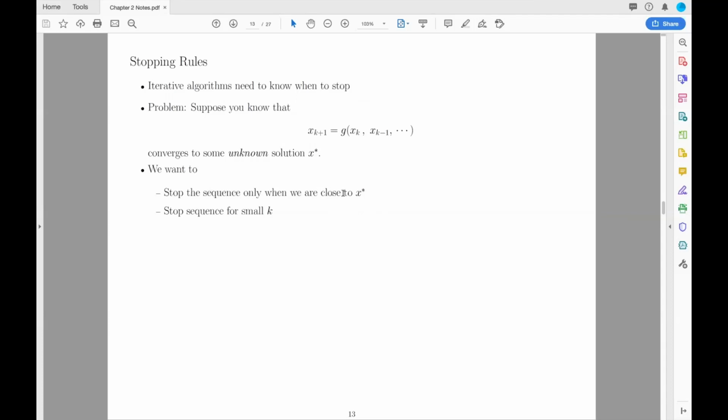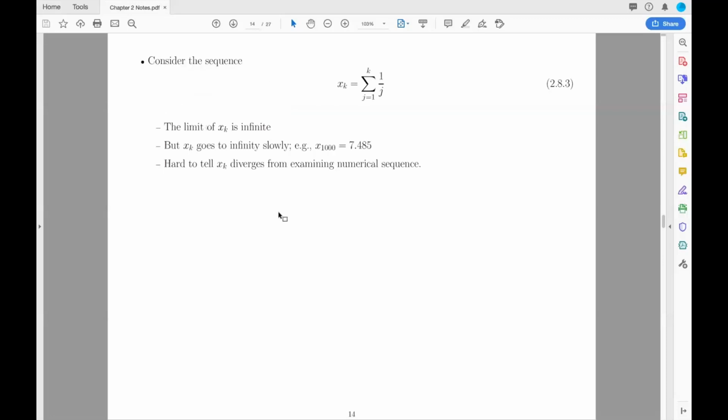Now, what is the criterion you should use to show that you are close enough to x star for your purposes? And what criterion do you have for stopping at a finite k? Hopefully the small k. You need a criterion. Now, this is not so easy.